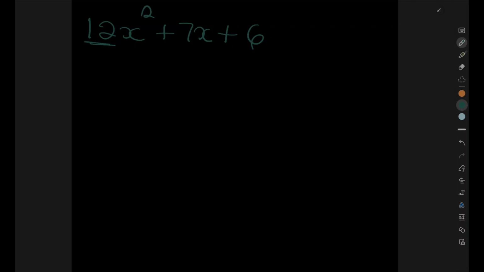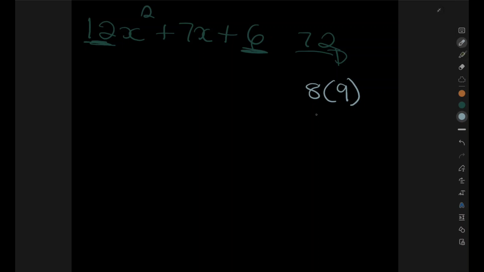So now what do I do? I need to multiply 12 with 6, and if I multiply 12 with 6, I get 72. So now I need to look at factors of 72 that, if I add them together, give me 7x, and if I multiply them together, give me back 72. So what are those 2 factors? I know that 8 and 9 give me 72.